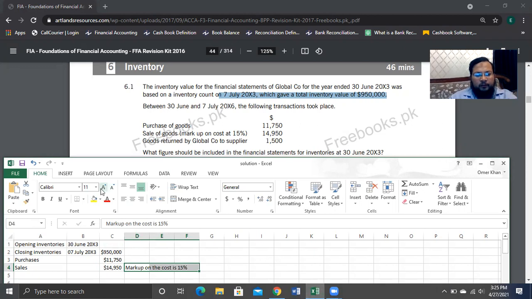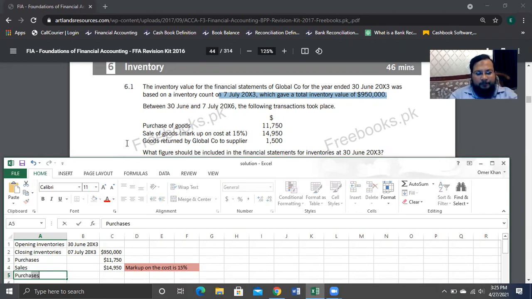This is extremely important information. I will explain to you why I am saying this, because this information will guide us on how we calculate the gross profit. I will explain it later on. Further, it says that goods returned to the supplier. So we are the Global Company and we are returning goods to the supplier. So it will be our purchases return. So I repeat this concept again, that when we are returning goods to the supplier, it means purchases return.